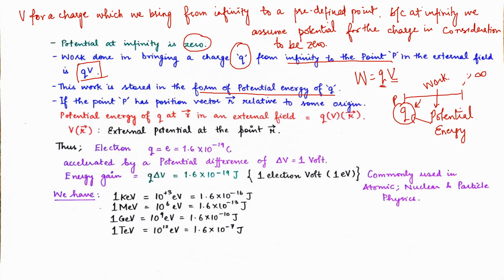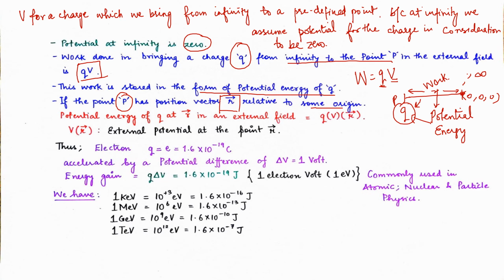Now, if the point P has position vector r relative to some origin. We are defining this position r with respect to some origin. This is the distance we have taken, and this is some origin (0, 0, 0) we have taken. From this particular point, this point is r distance away, r centimeter, r meter, r units away.